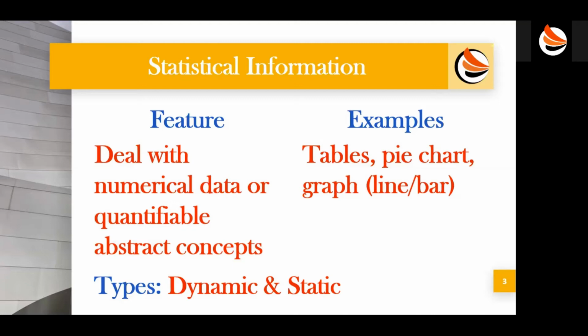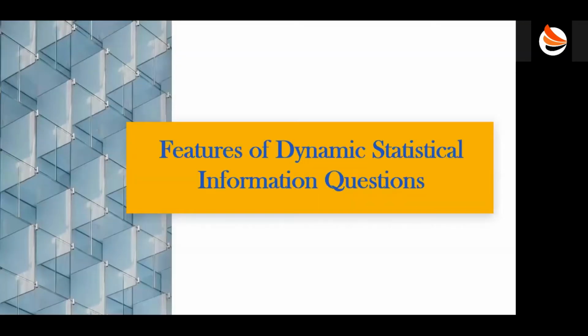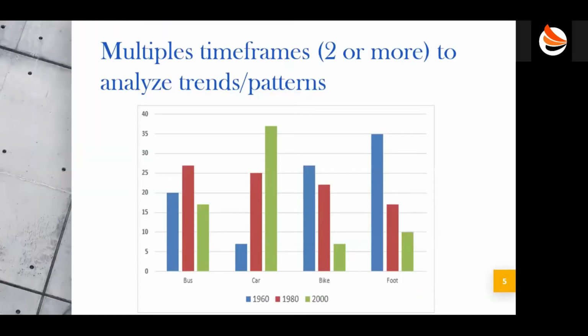And examples are tables, pie charts, graphs. They may be line or bar. And for statistical information questions also, there are two types. We have dynamic and static. Let's look at these also. So what are the features of dynamic statistical information questions?